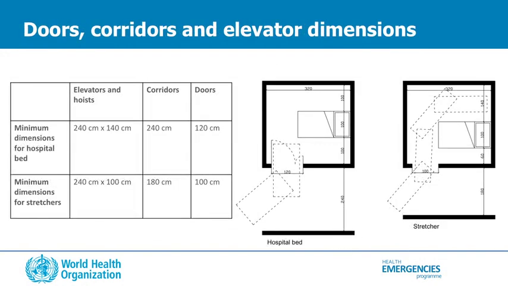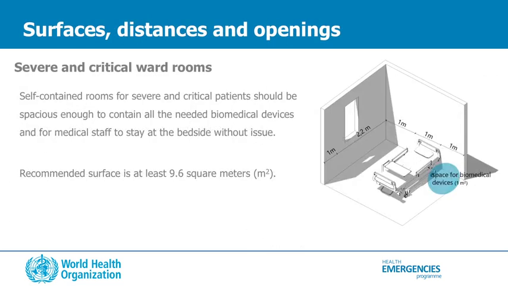Here, the minimum dimension requirement for hospital bed and stretcher. Check if the door and corridor are wide enough to allow passage. Self-contained room for severe and critical patients should be spacious enough to contain all the needed biomedical devices and for medical staff to stay at the bedside without any issues. Recommended surface is at least 9.6 square meters per room.